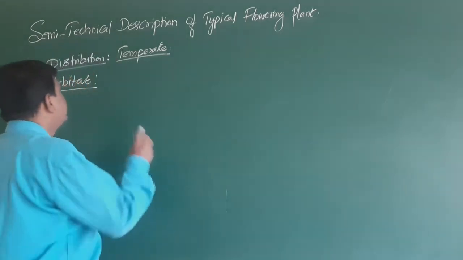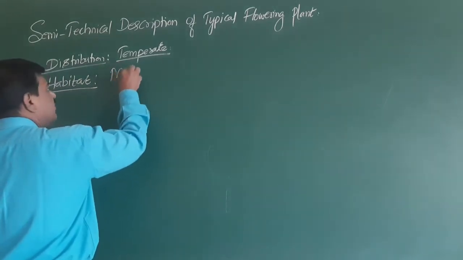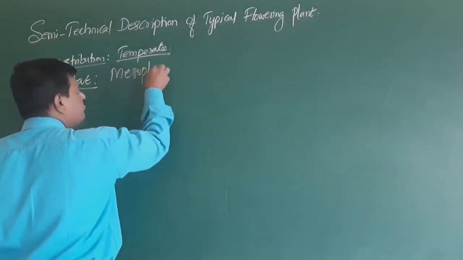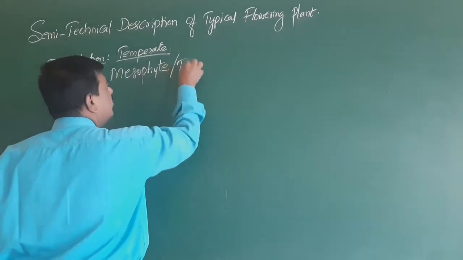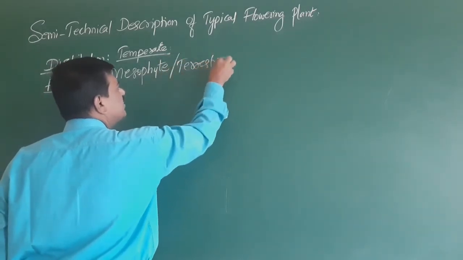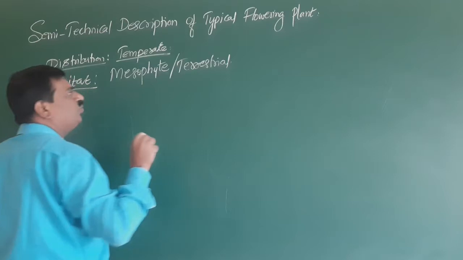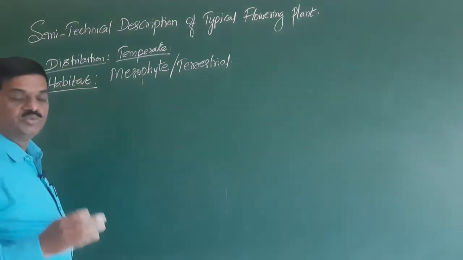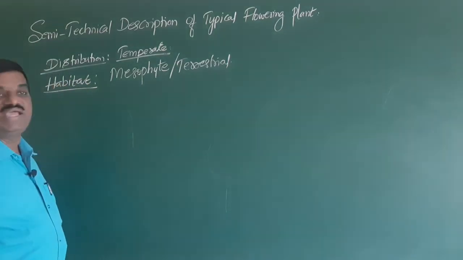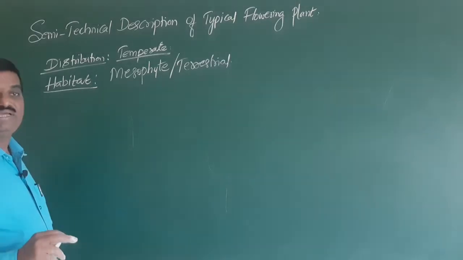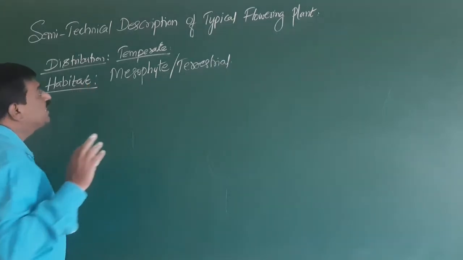Whether the plant is present on land, it is called a mesophyte, or terrestrial. Whether the plant is present in water, it is called aquatic. Whether the plant is present in dry areas, we use the word xerophytic. Like this, we are going to write the habitat.